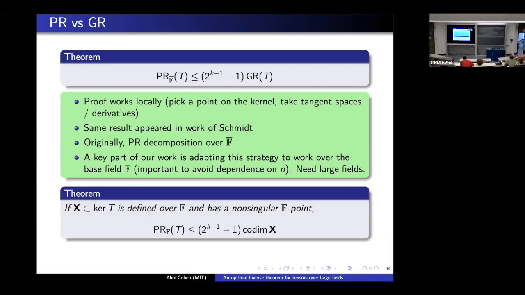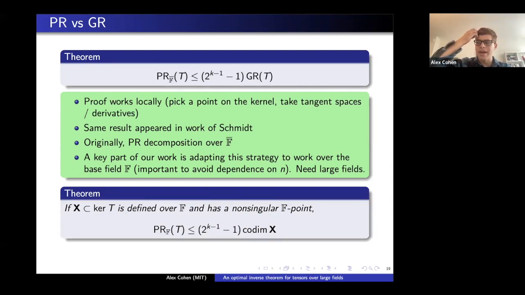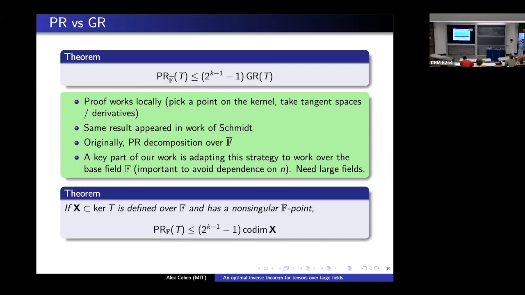Was Schmidt over the complex numbers or over other fields? It's unclear. I'm not sure. I think there's some debate about that. To be honest, I have not read Schmidt's proof carefully, so I don't know how much work it takes to make it work over other fields. I think he stated it for the complex numbers.